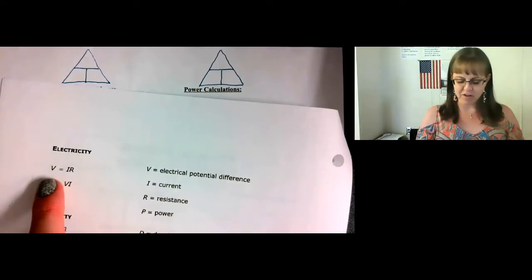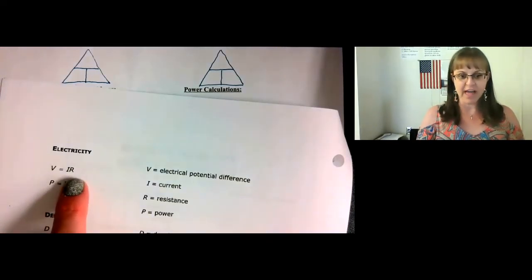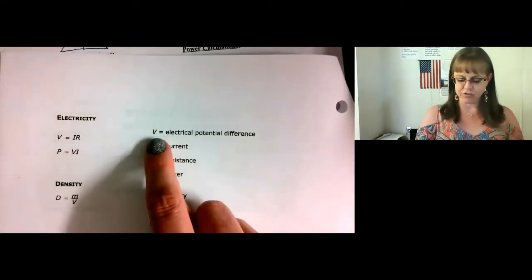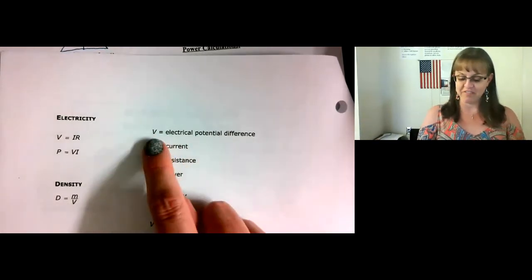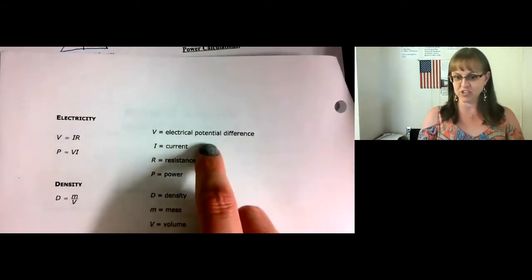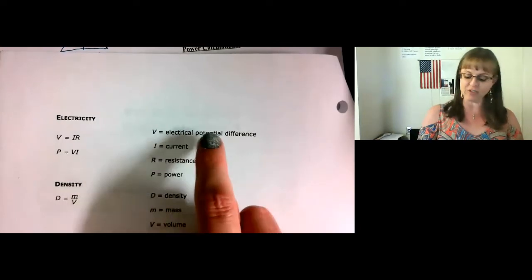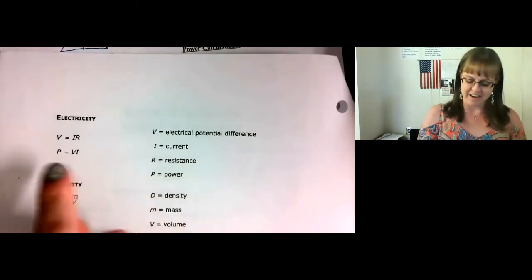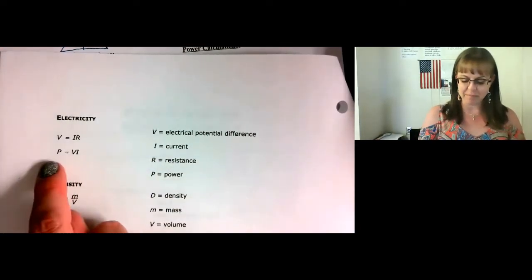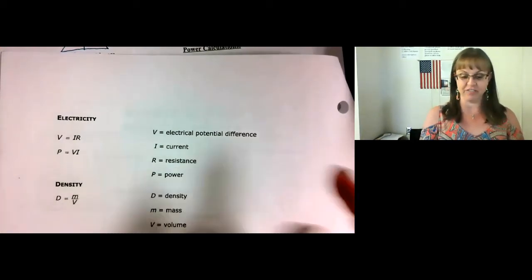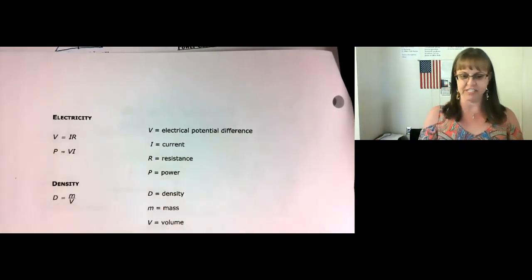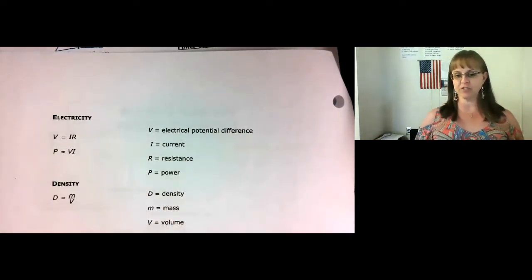So the two formulas are V equals I times R, and if you forget, it tells you V is electric potential difference, which will help you remember V is volts, and volts is the same as electric potential, potential difference, or electric potential difference. All right, P equals V times I. Power, P, equals V, voltage, times I, current, if you forget that, and R stands for resistance up here. So those are the two formulas you'll need for this worksheet.